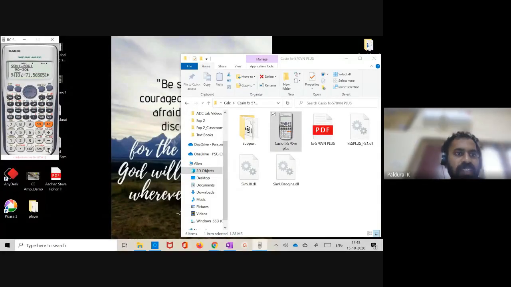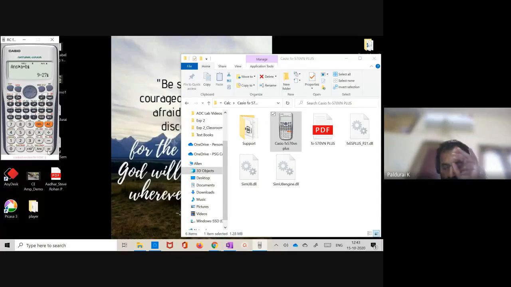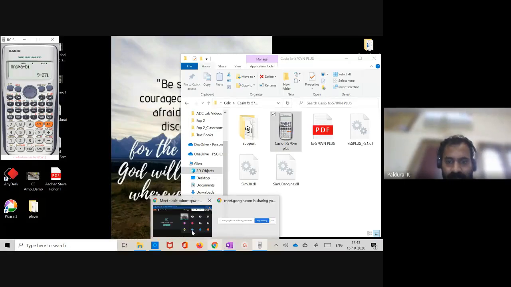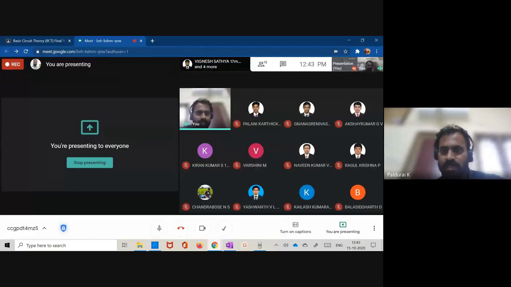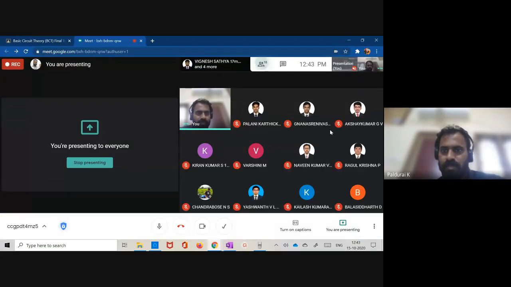Actually, it is giving in terms of polar, but I want to convert to rectangular. So the answer in complex rectangular form, right? Yeah. So it is 9 minus 27i. Are you there? So this is the way. In the calculator, it will give you the answer within a step, right?